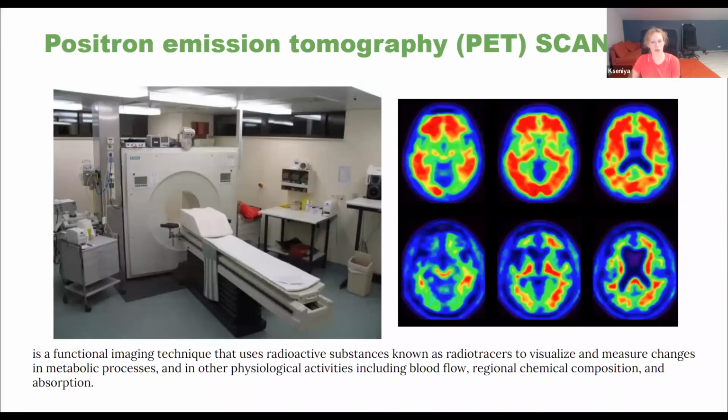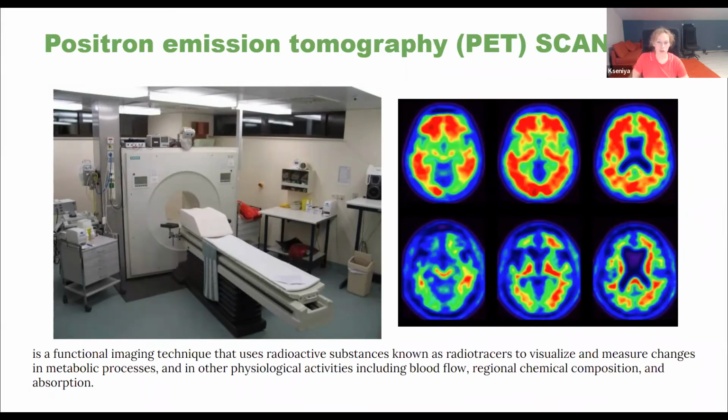So positron emission tomography, or PET, is a functional imaging technique that uses radioactive substances known as radiotracers to visualize and measure changes in metabolic processes and in other physiological activities, including blood flow, regional chemical composition, and absorption. Different tracers are used for various imaging purposes depending on the target processes within the body. PET scanners can incorporate CT scanners. PET scan images can be reconstructed using a CT scan performed using one scanner during the same session. PET is both a medical and research tool used in preclinical and clinical settings.